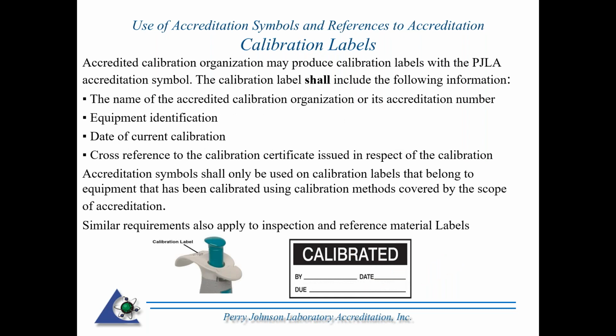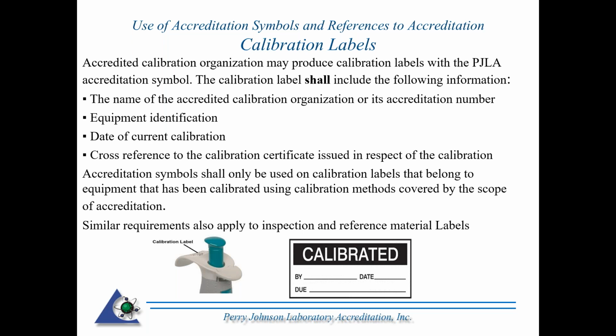Labels. We discussed labels, mostly seen associated with calibration labels. However, it could also be inspection or reference material labels. We discussed calibration labels. So if you want to utilize our symbol or reference accreditation on a calibration label, there are certain items that have to be crosswalked over to the accreditation on the label.